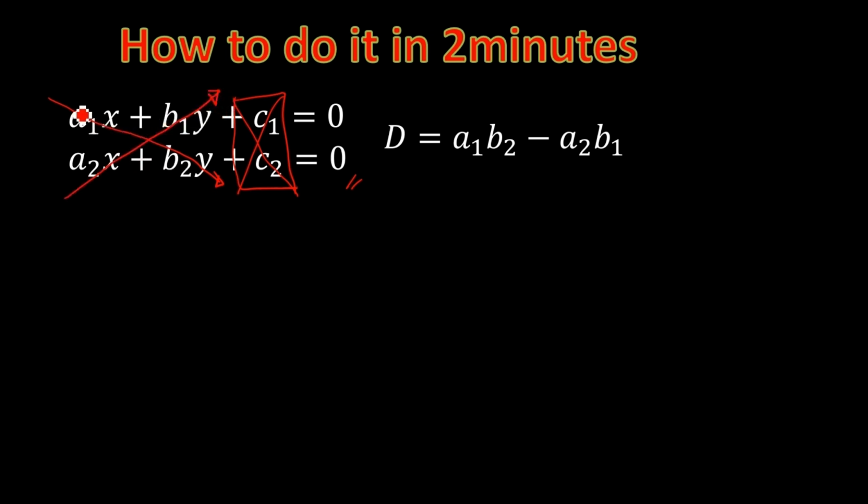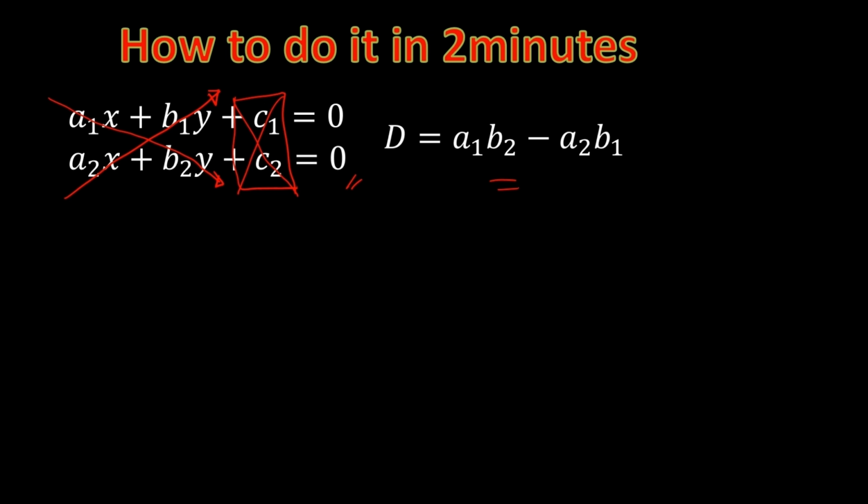While calculating all the terms, you need to follow this same order. It is like first cross down, a1 b2 minus a2 b1. You can see here d is a1 b2 minus a2 b1. So it's a1 b2 minus a2 b1.